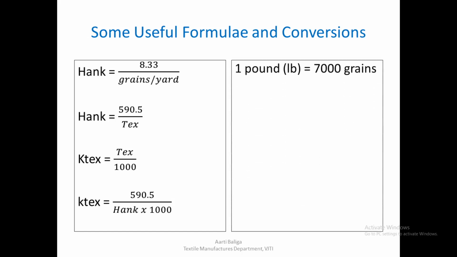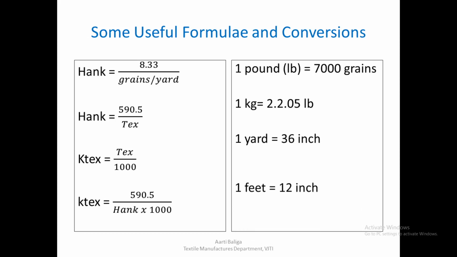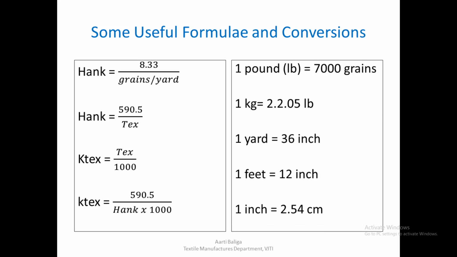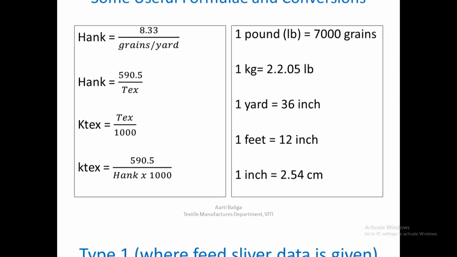So 1 pound is equal to 7000 grains. These are some conversions that we need to know. 1 kg is equal to 2.205 pounds. 1 yard is equal to 36 inches. 1 feet is equal to 12 inches. And 1 inch is equal to 2.54 centimeters.